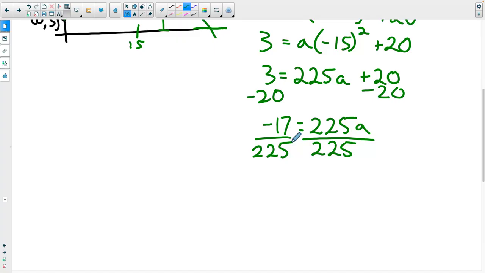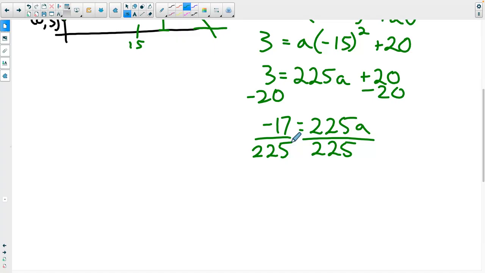What is negative 17 divided by 225? I appreciate all the calculators that are out. That's good. We get some random decimal, right? I don't want the decimal because it just keeps going on, and we don't know exactly what it is. We want the exact answer. Can I reduce this? Do you know how to do that on your calculators?